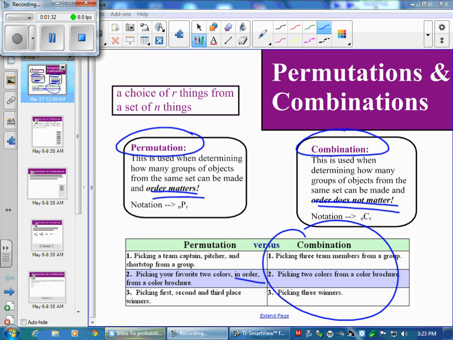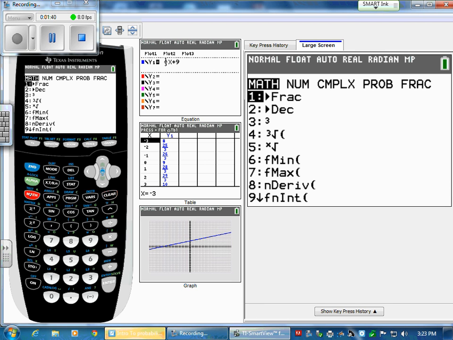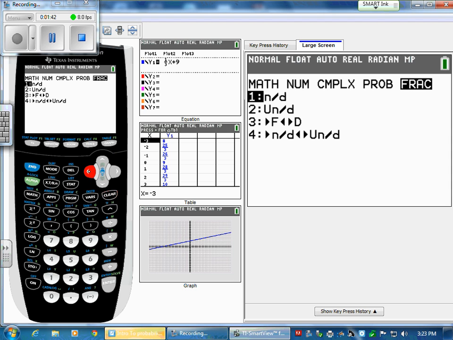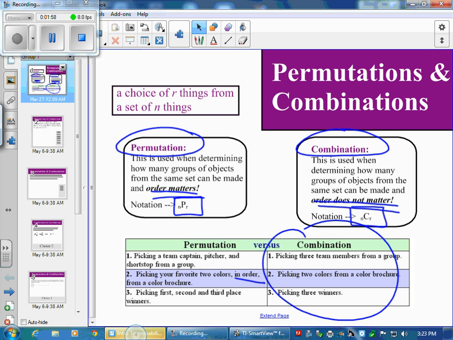Just so we can review where these buttons are in the calculator, if you go to your calculator, we have a whole probability menu. If you hit math, and scroll to the left once, you'll come over to probability. This is an updated calculator, so I actually have a whole other menu, so you can ignore that. In the probability menu, you can notice choice 2 and choice 3 are nPr and nCr. P stands for permutations, C stands for combinations.